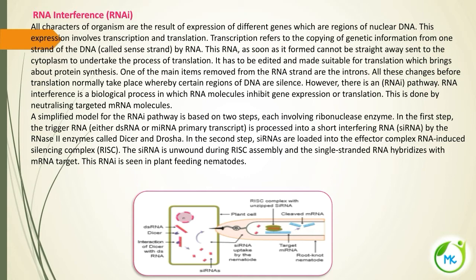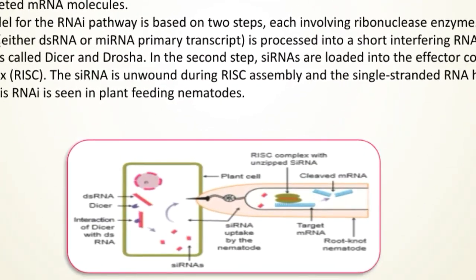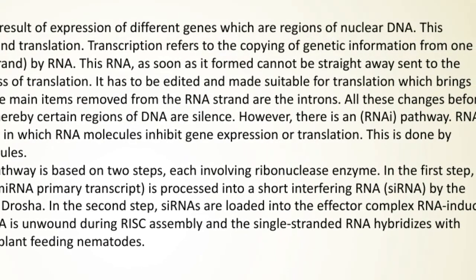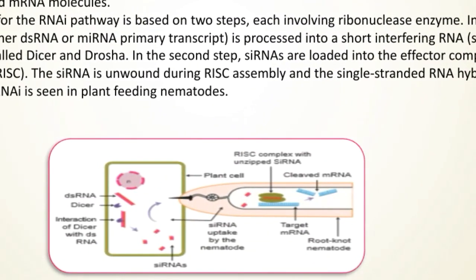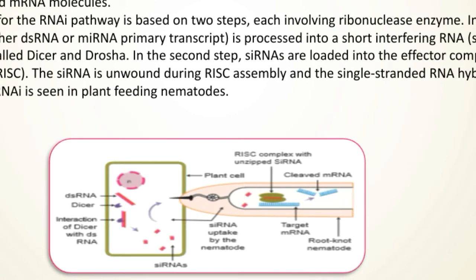A simplified model for the RNA interference pathway is based on two steps, and both steps involve enzymes called ribonuclease enzymes. In the first step, the trigger RNA, that is the double-stranded RNA or the micro-interfering RNA primary transcript, is processed into a short interfering RNA, that is siRNA. For this process, they use a ribonuclease enzyme, the RNase III enzymes called DICER and DROSHA.